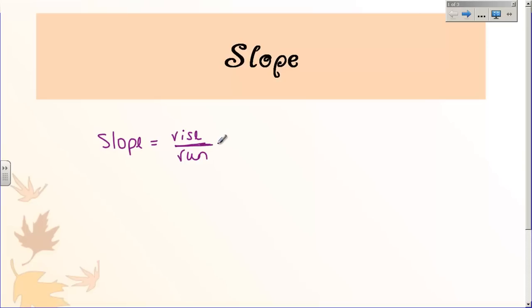And if you will remember, and if you'll think about that, rise is your y values because it's the up and down, and then run is going to be your x values because it's the right and left. And so when we do this from a table, the thing you need to understand is that your rise is your change in y values, and your run is your change in x values. And so slope is the change in the y values over the change in the x values.